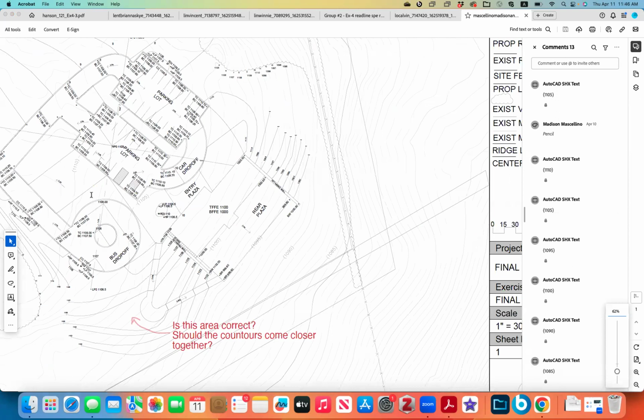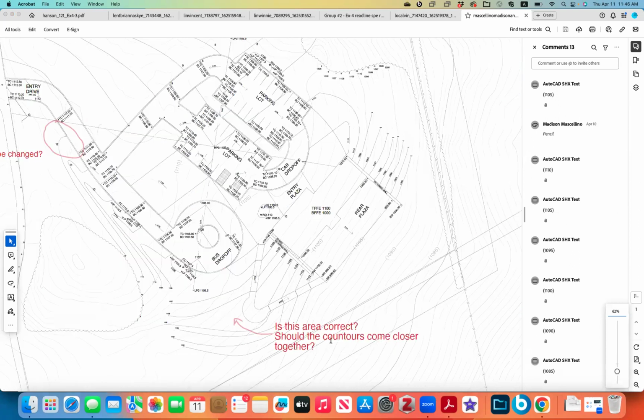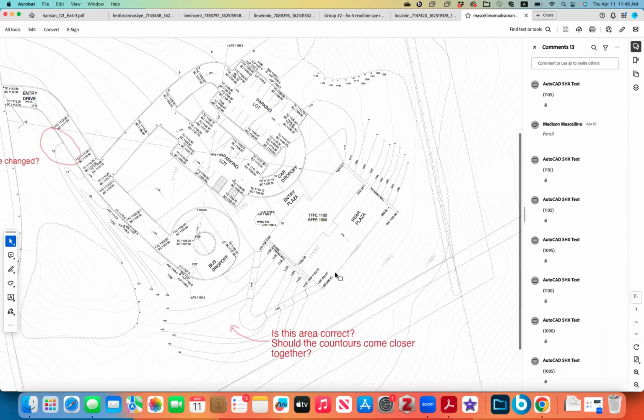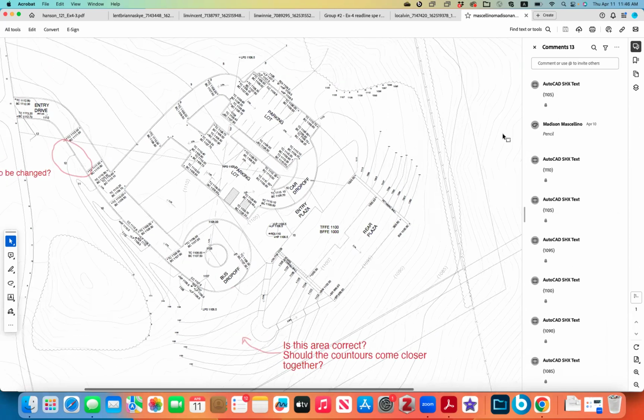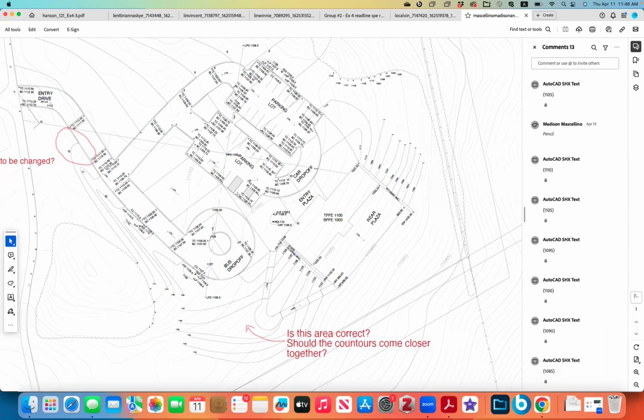Okay. Yes, the contours should come close together. Likely you will need a wall. Well, you have to fix this. These contours need to hit the wall like this. Okay.